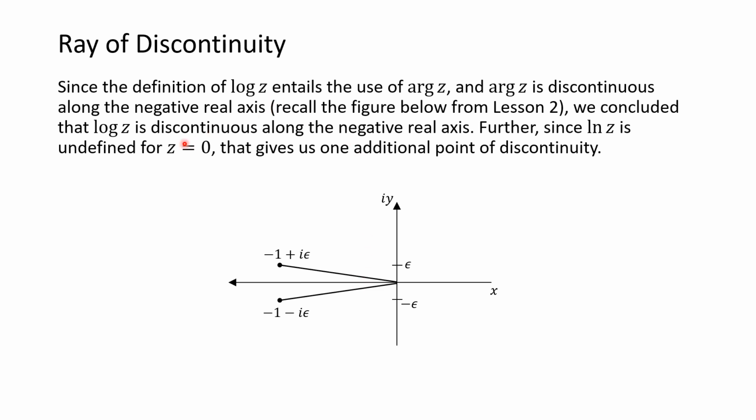And the point here is that that carries over to the log of z because we define the log of z in terms of the argument of z. The other point to be made here is that if we change the principal argument of z, for example to be between 0 and 2 pi, then the discontinuity for both the argument and the log of z would be along the positive real axis.